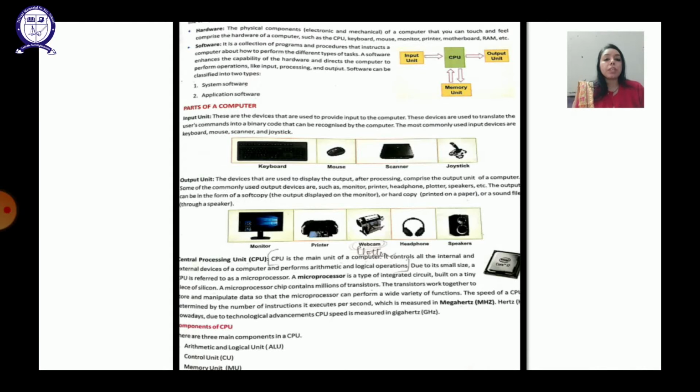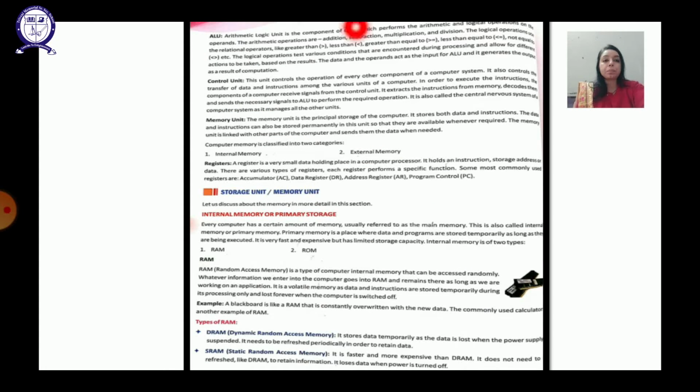Okay. Next we have some components of the CPU, that is the arithmetic and logic unit, the control unit and the memory unit. As the name suggests, the arithmetic logic unit is used to perform calculations, that is addition, subtraction, multiplication, division. Greater than, less than, these are the logical operations which can be done with the help of it. Then we have the control unit, which controls the operation of every other component of the computer system.